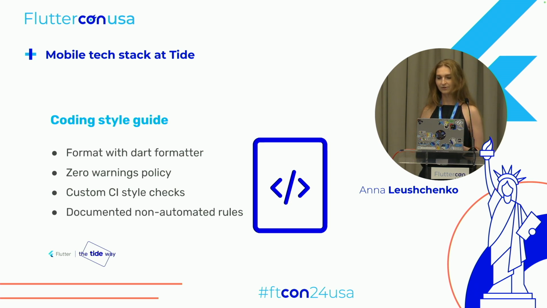And finally, we gathered all non-automated rules in a Confluence page. For example, preferred naming convention, usage of consts, recommendations for widget size, and many more. It's fine if you can't automate everything, but for such cases, it's nice to have documented evidence of the team's agreement.